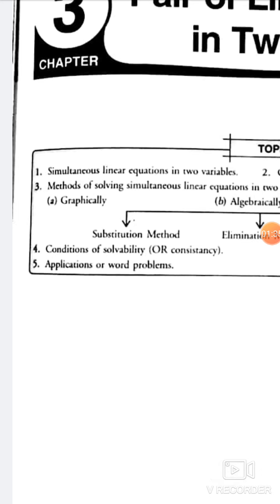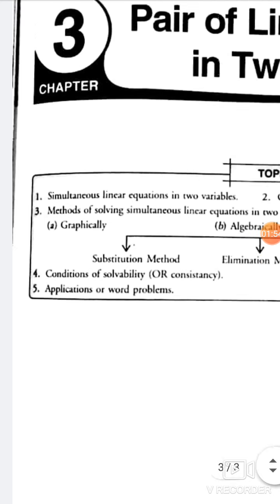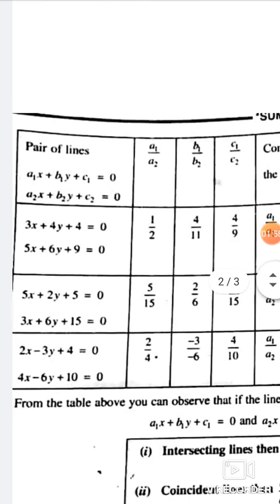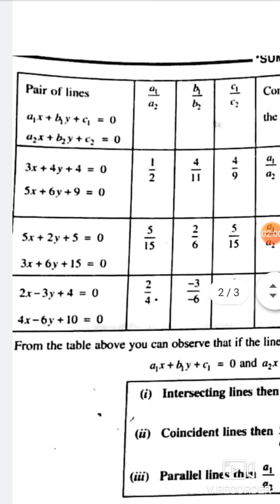Again there we have to study about the conditions of consistency, means whether the equation can be solved or not. It depends on the consistency of the equation. And the last part is solving the word problems, that is the application of linear equations in two variables. Now in detail we are going to study about the different types of equations.